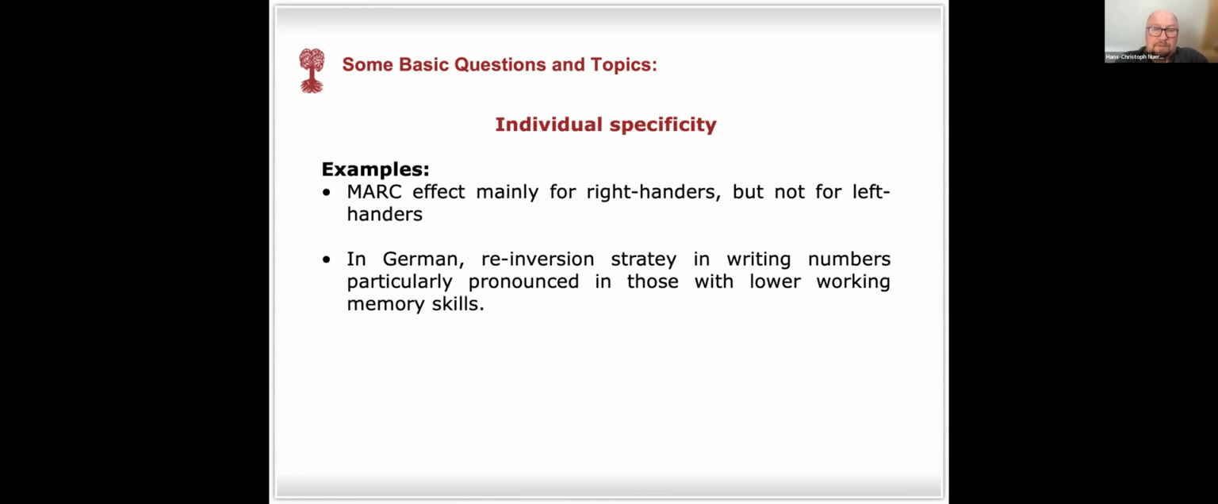Then individual specificity. We have individual differences even for linguistic effects. For instance, the markedness effect I was talking about before, that odd numbers are associated with the left hand and even numbers with the right hand, is mainly found in right-handers, but not so much in left-handers. And this reinversion strategy we found in a recent study with Julia Barnmüller, who is in the audience, that when people use the reinversion strategy in German, which Gallaudet has shown in Arabic, they actually do it much less. But those participants who do it are specifically those with lower working memory skills. So your individual working memory skills predict how you process numbers.